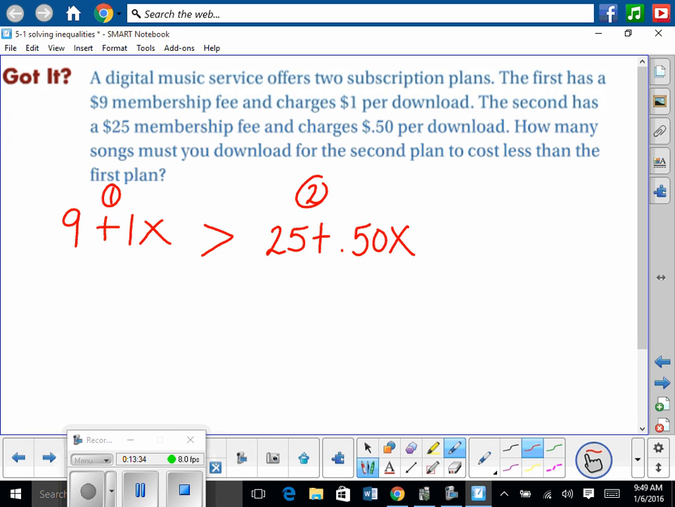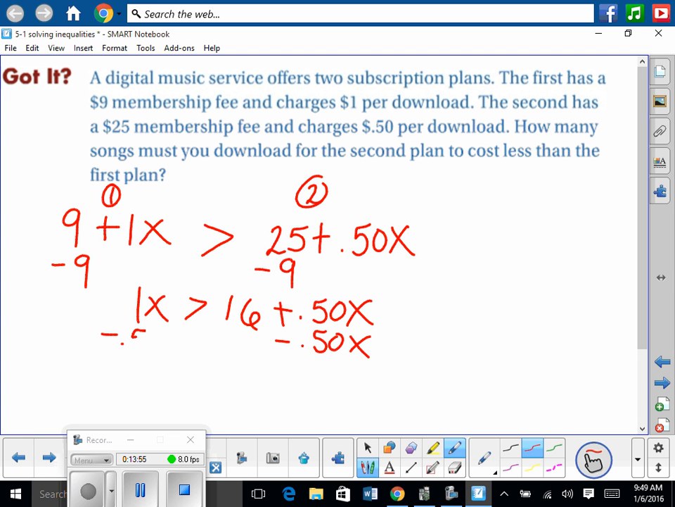Okay. So let's go ahead and do that. So we're doing, obviously, 25 minus 9 from both sides. So we have x, or 1x, is greater than 16 plus 0.50x, right? Are we all good here? So we're combining our x's. So subtract 0.50x.